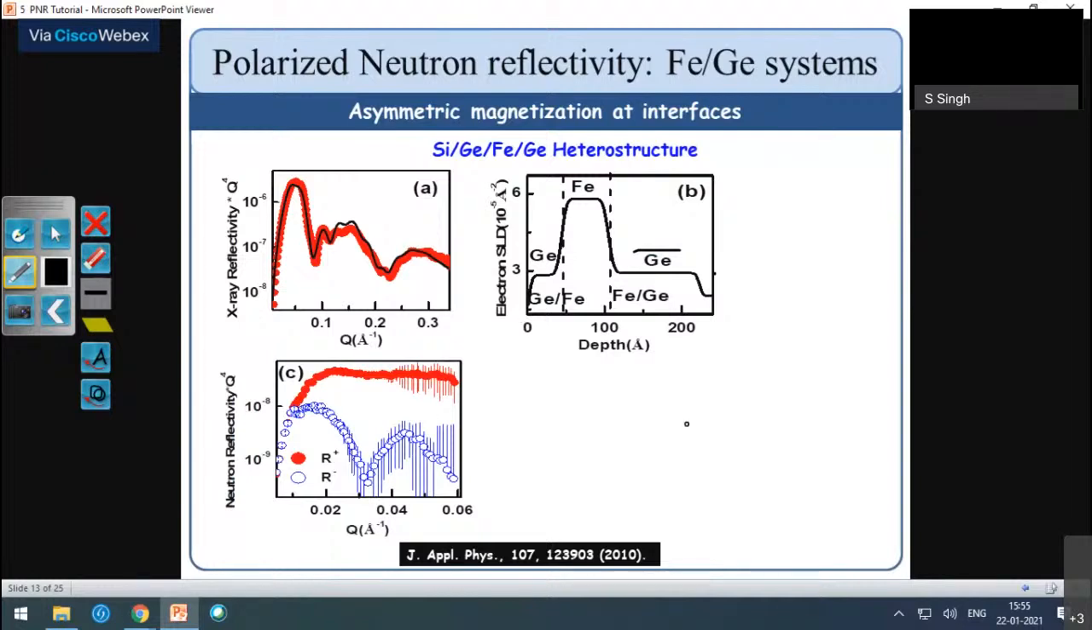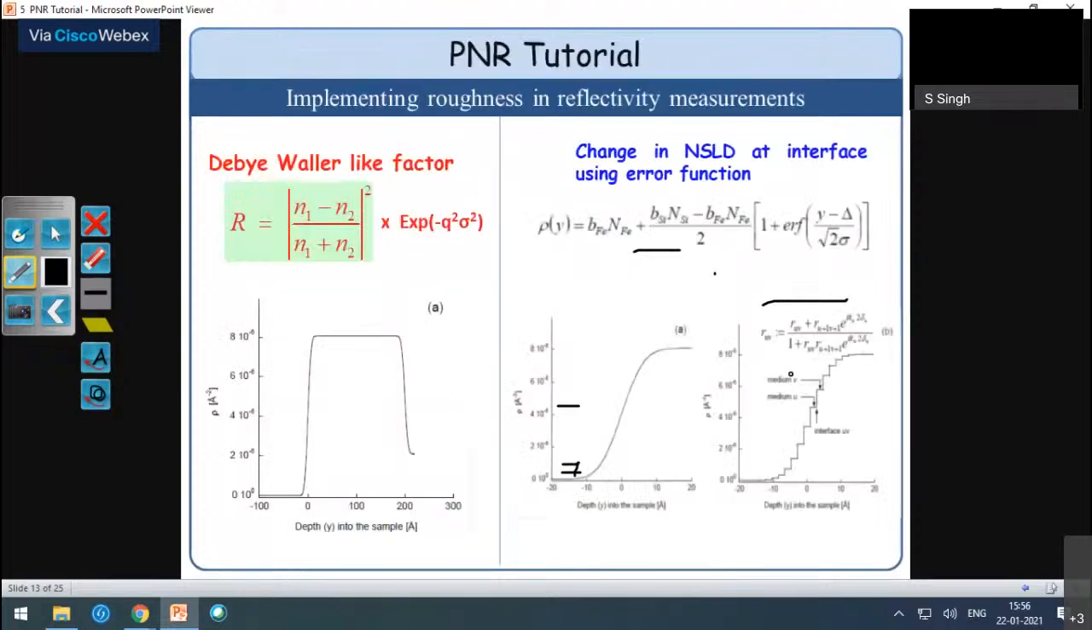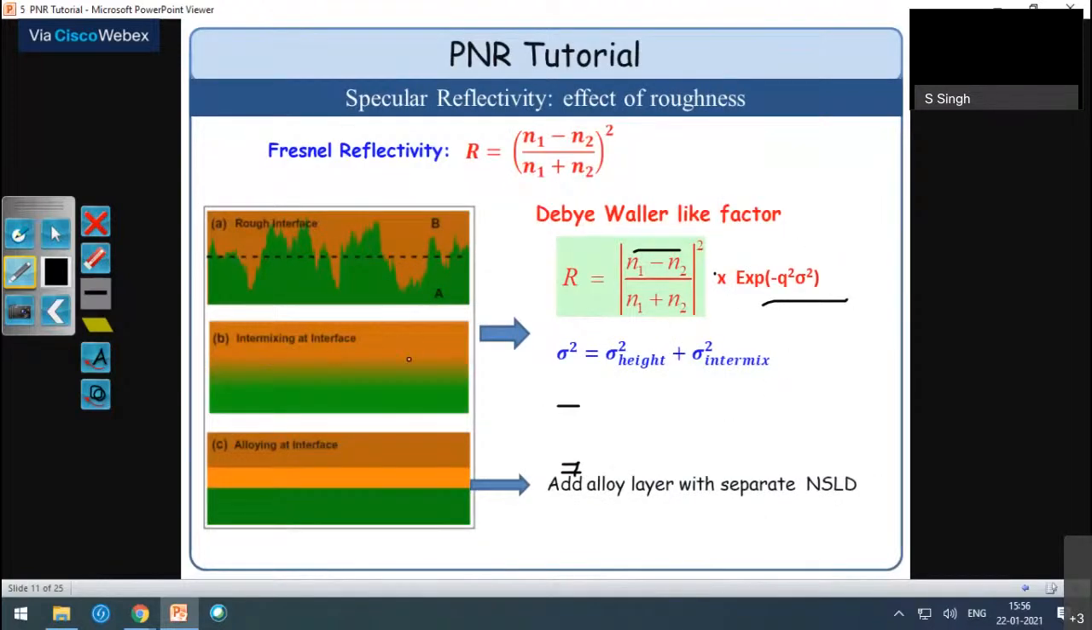But when we did the polarized neutron reflectivity with the same method, we cannot get the best fit, but we had to do this kind of thing. We have to assume two scattering length densities, one for the nuclear part, another for the magnetic part. And then we can say there is a magnetic roughness which is higher than the nuclear part. And this information we can get when we modulate our reflectivity, because change in roughness means our density is changing.